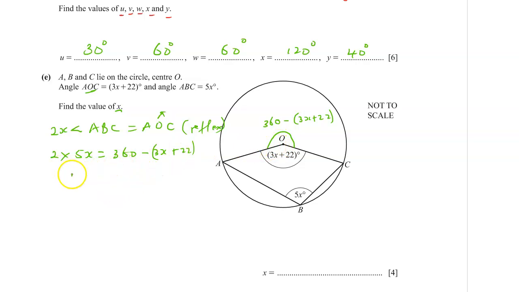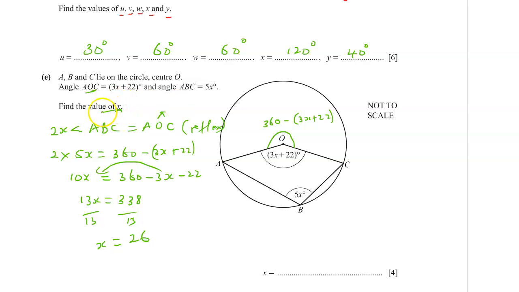So this is going to be 10x is equal to 360 minus 3x minus 22. We take 3x to the other side, so it becomes 13x is equal to 360 minus 22, which gives us 338. Therefore x is equal to, dividing both sides by 13, 26. Therefore x is 26.